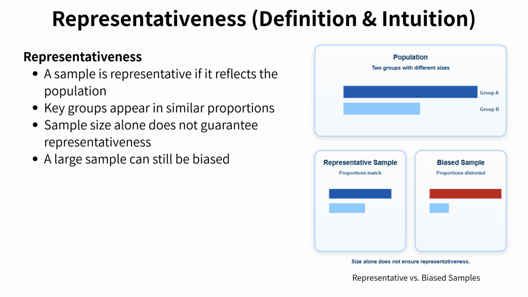When you see a sampling question on the SAT, always examine the proportions. Are the key groups represented in the sample the way they exist in the population, or is one group overrepresented? If the proportions are distorted, the sample is not representative, no matter how large it is.